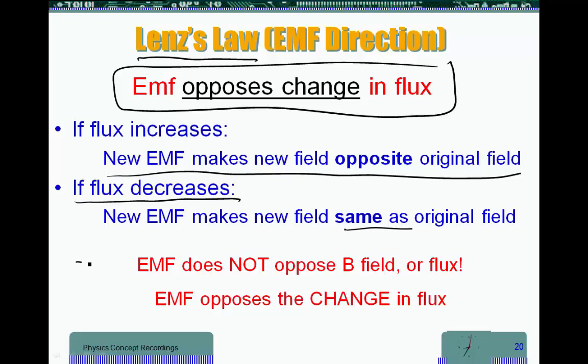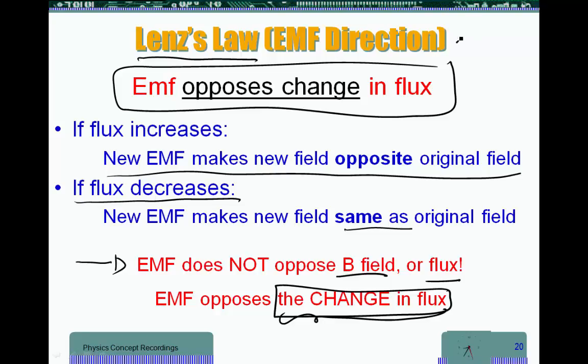But you have to be careful here. The EMF does not oppose the B field or flux. It does not oppose B. It does not oppose the flux. It opposes the change in flux. So the induced EMF is going to oppose the change in flux. If you remember the equation for EMF, it is minus delta phi over delta t. Lenz's law is that minus sign that tells us that the EMF is opposing the change in flux.